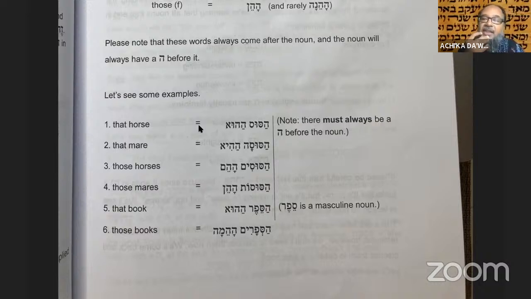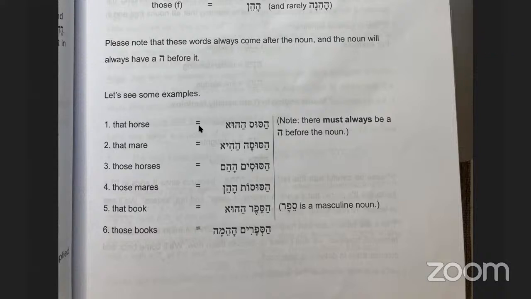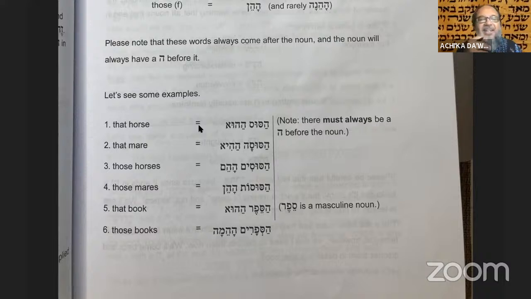How do you say that? The horse, that horse. Hasus hahu. Yeah, there you go. Now we're going to feminize it, and it's a singular. Now we're going to feminize it. How do you say the feminine horse?